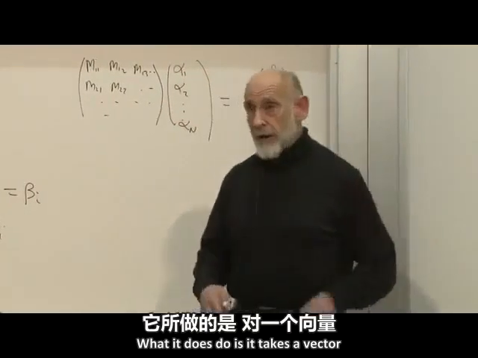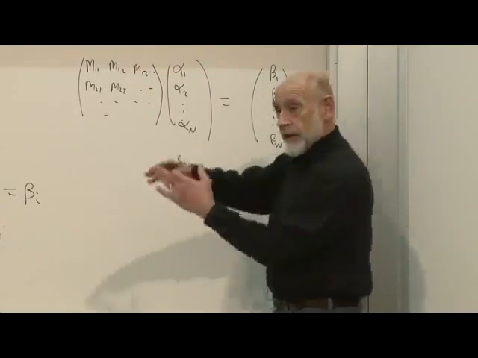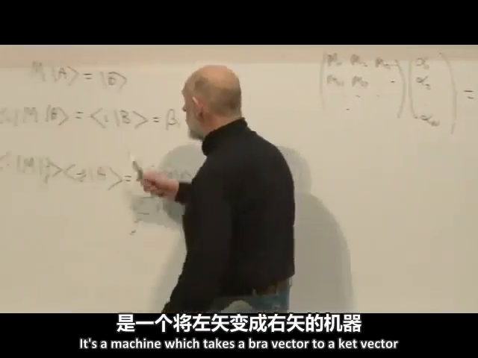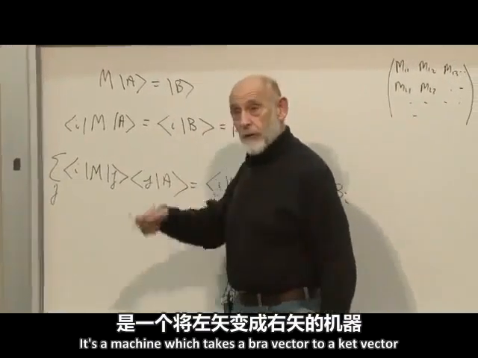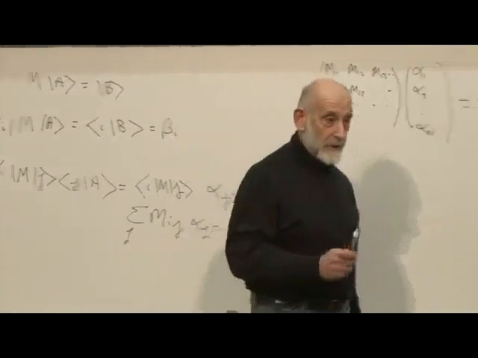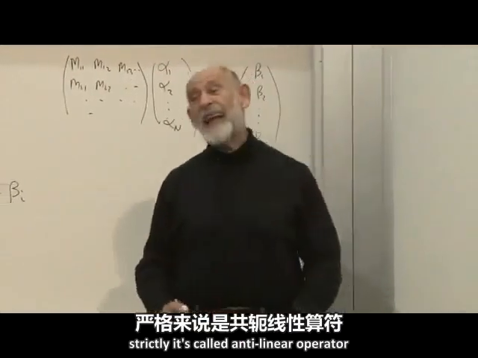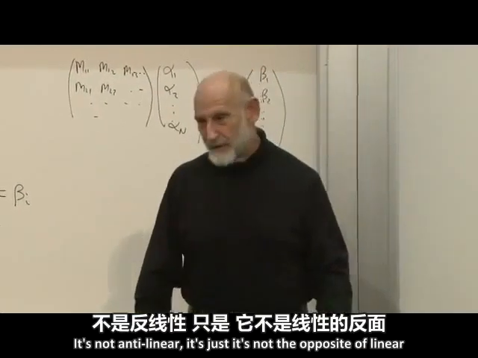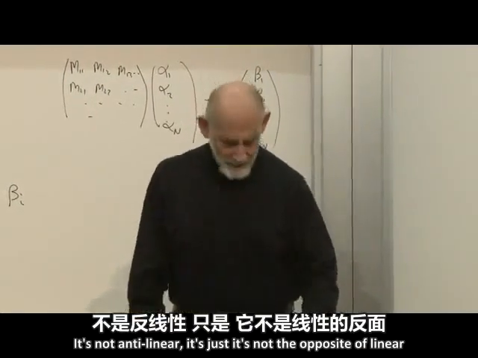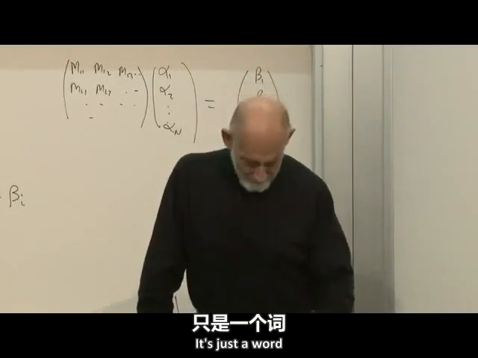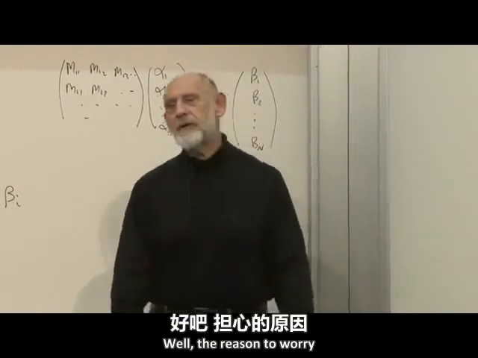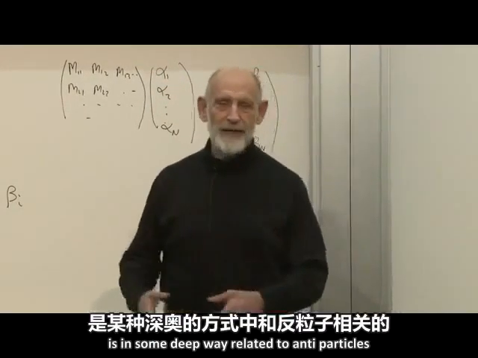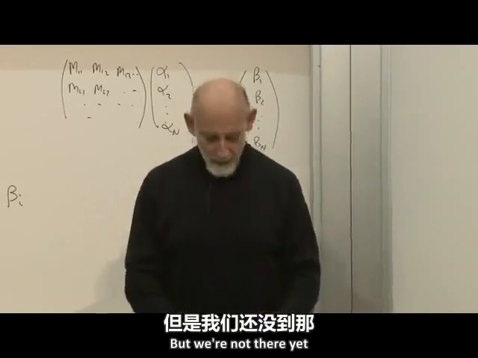What it does do is it takes a vector... it's a different kind of machine, complex conjugation. It's a machine which takes a bra vector to a ket vector, or a ket vector to a bra vector. And strictly, it's called an antilinear operator. It's not that it's the opposite of linear. It's just a word. The reason it was called antilinear is because the process of complex conjugation is in some deep way related to antiparticles, but we're not there yet.